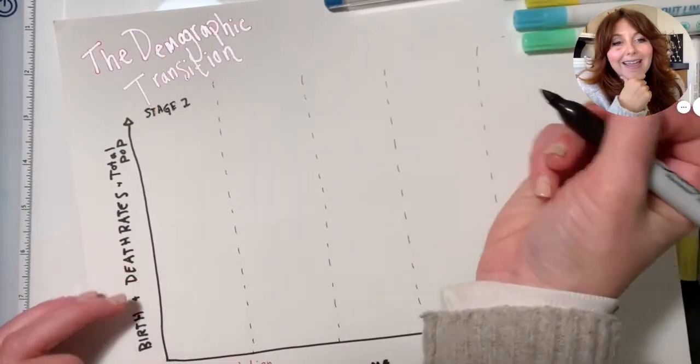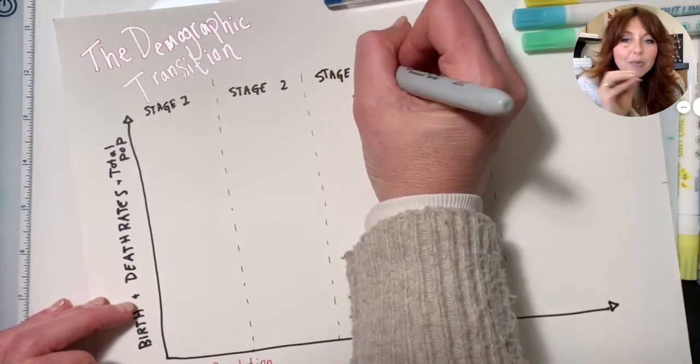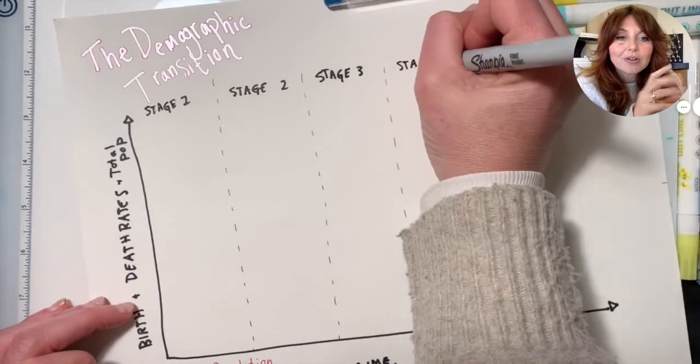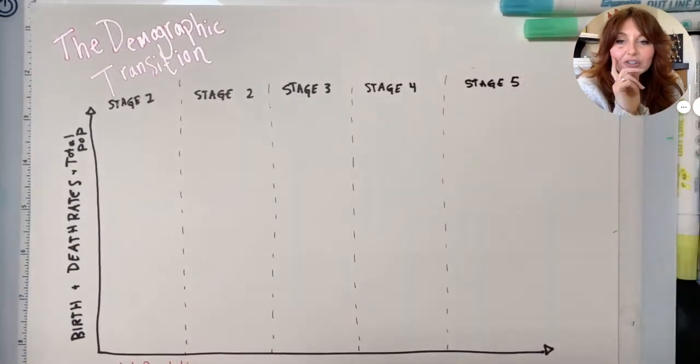Your book and online has various names for these stages. We're going to keep it really simple and just call it stage numbers. And then we'll give some definitions for each of these.